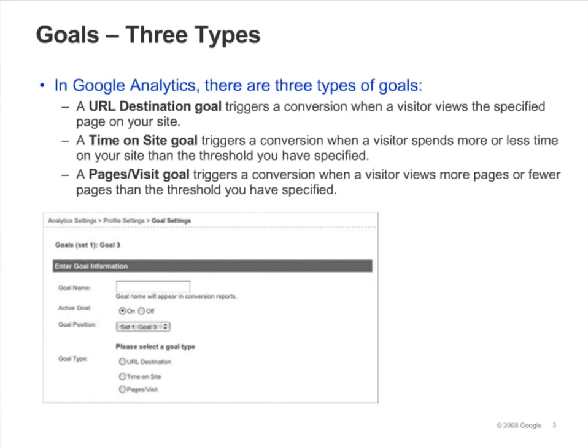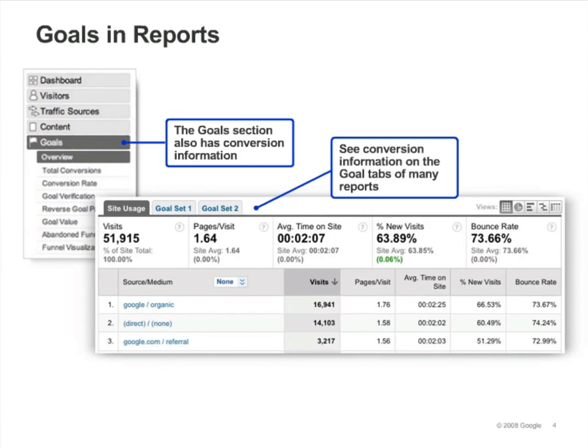A time on site goal is a time threshold that you define. When a visitor spends more or less time on your site than the threshold you specify, a conversion is triggered. A pages per visit goal allows you to define a pages viewed threshold. So when a visitor views more pages or fewer pages than the threshold you've set, a conversion is triggered. You can see total conversions and conversion rates for each of your goals in your reports.